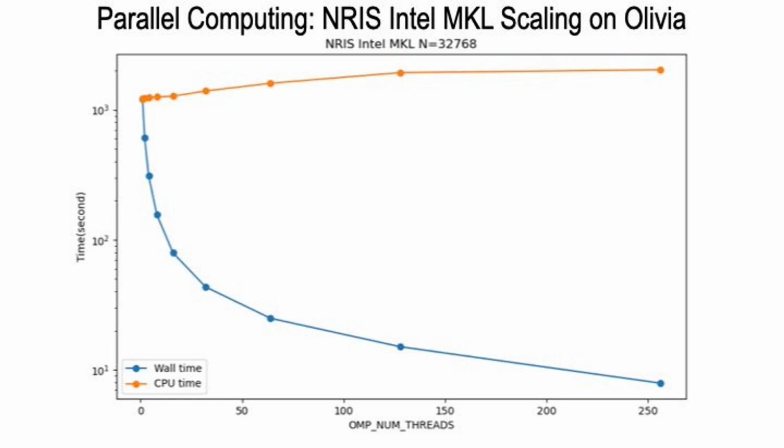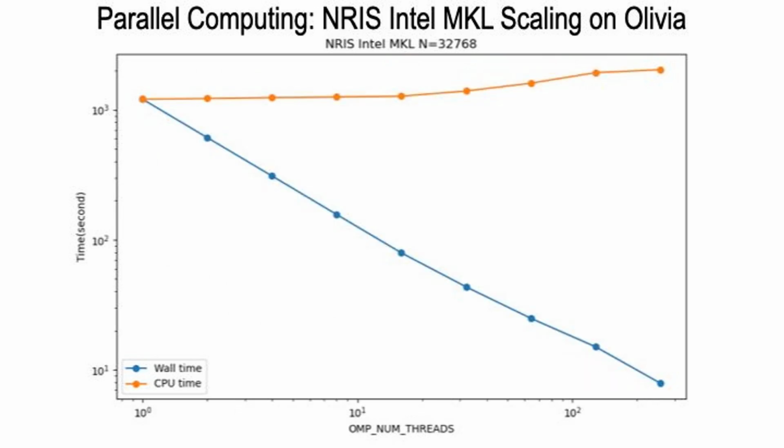I use the data from these scaling tests to create figures showing the wall time and CPU time, similar to what was done in videos 12 through 16. The first figure displays the wall time and CPU time, using a logarithmic scale on the time axis. The second figure presents the same data but uses a logarithmic scale on both axes.